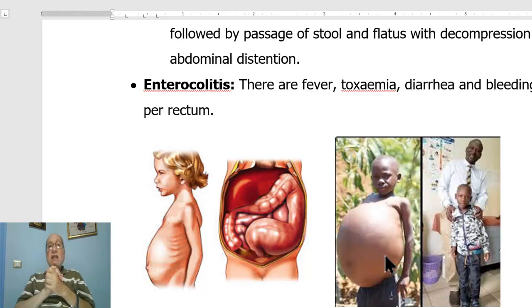In advanced long-standing cases, there is repeated bile vomiting, reluctance to feed, and poor growth and development. PR examination shows a tight constricted anal canal, followed by a dilated rectum. After you remove your finger, what is this? Passage of stool and flatus with decompression of the distended abdomen. It is very dangerous if the patient presents with severe fever, toxemia, severe diarrhea with bleeding per rectum. What is this? This is enterocolitis, which may be fatal, and may be associated with toxic megacolon and perforation.